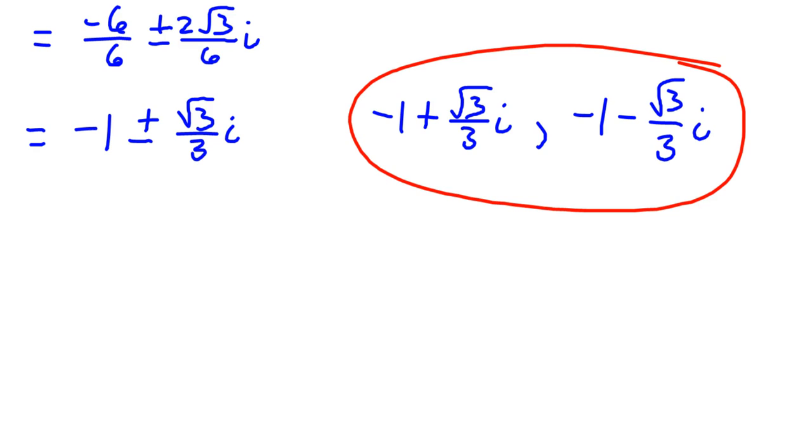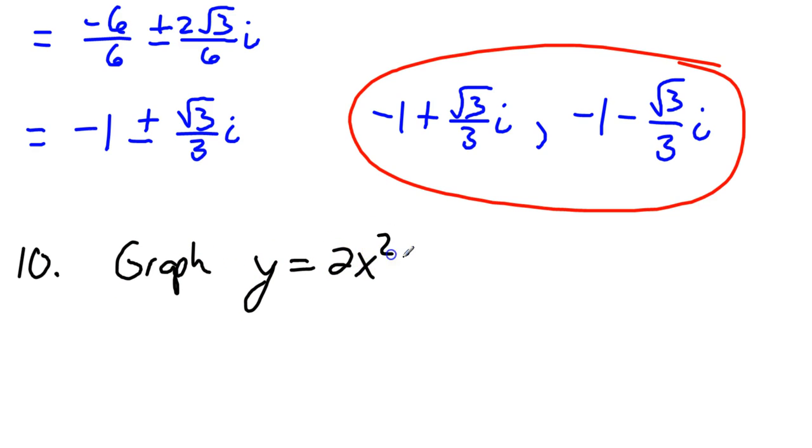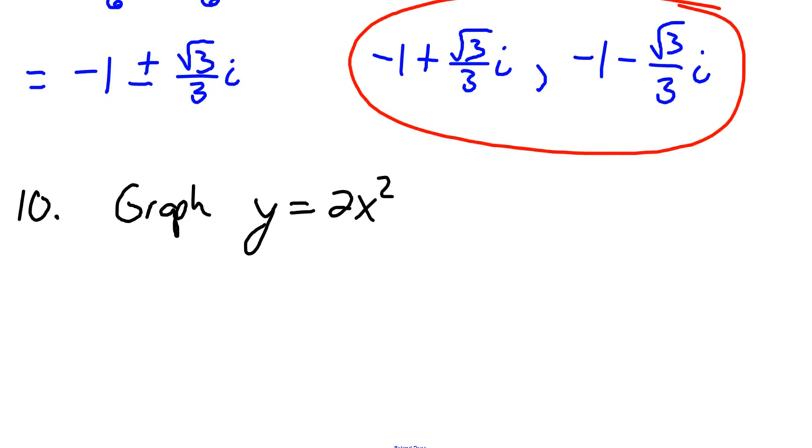Okay, and then one last question. Got to graph y equals 2x squared or negative x squared, or whatever it is anyway. Just graphing one part of the basic graph. We've got to plot the vertex and 4 additional points, 2 on each side of the vertex.